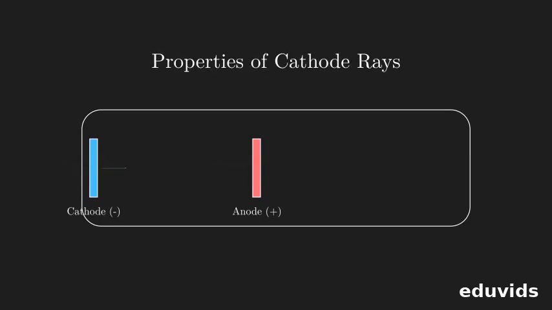Early experiments showed these rays traveled in straight lines away from the cathode. They also had enough energy to make a small paddle wheel spin, indicating they were made of tiny particles.